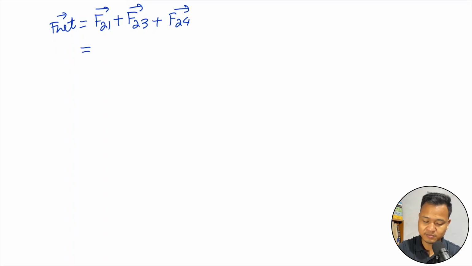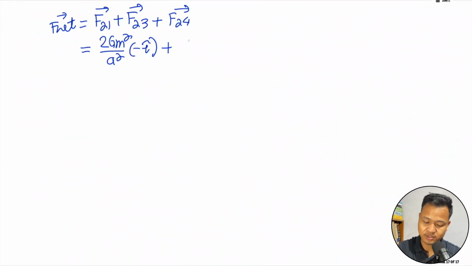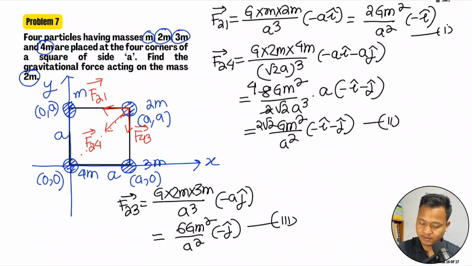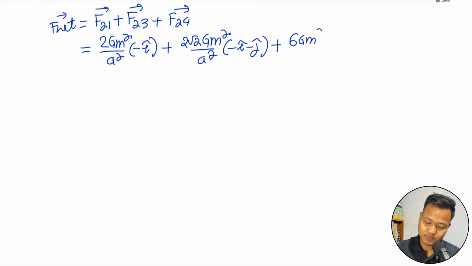Okay, so therefore what is the net force? Net force is force on 2 due to 1 plus force on 2 due to 3 plus force on 2 due to 4. Okay, first we have 2 zm square by a square minus I cap. Okay. Plus 2 root 2 zm square by a square, 2 root 2 zm square by a square minus I minus z. Okay. Now for 3, 6 zm square divided by a square minus z.